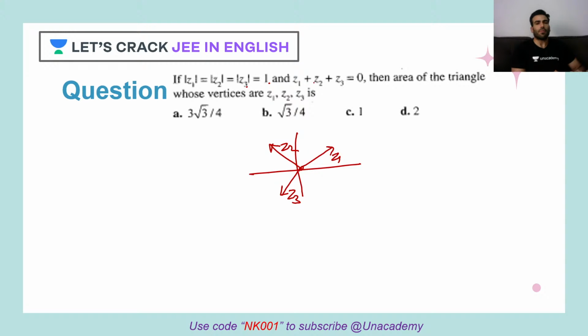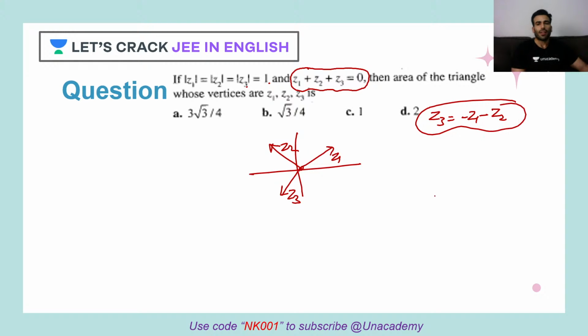All of them have the same magnitude. It is also given that z1 plus z2 plus z3 is equal to 0. What does that mean? If there is a linear relation in three vectors, that means they are coplanar. The third vector can be written as the addition of two vectors, right? So they can form a triangle like this: z1, z2, z3. All three sides are equal, so we get an equilateral triangle.